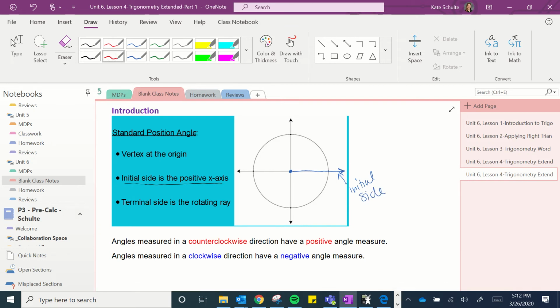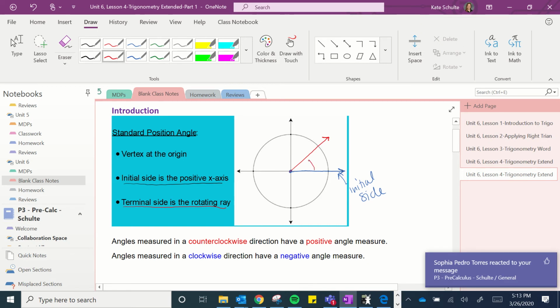Then you're going to have another side, and that's like the hands on the clock that spin, or a game piece that spins around. That's called the terminal side, and it's going to rotate around this circle. So I could have an angle right here. Maybe I'll draw this in and then erase. Okay, so here's an angle. This angle's measured from the initial side up to the terminal side.